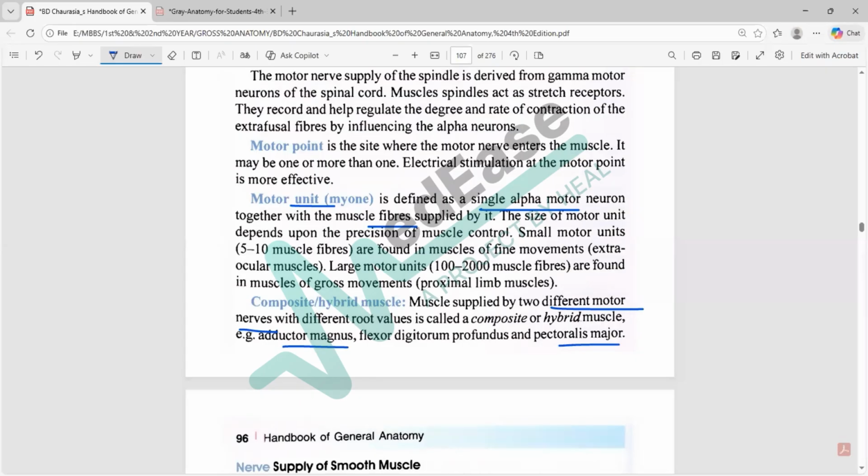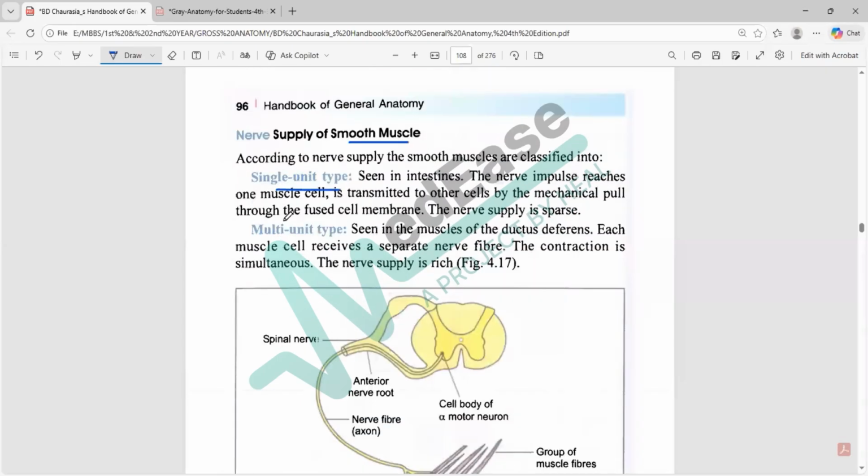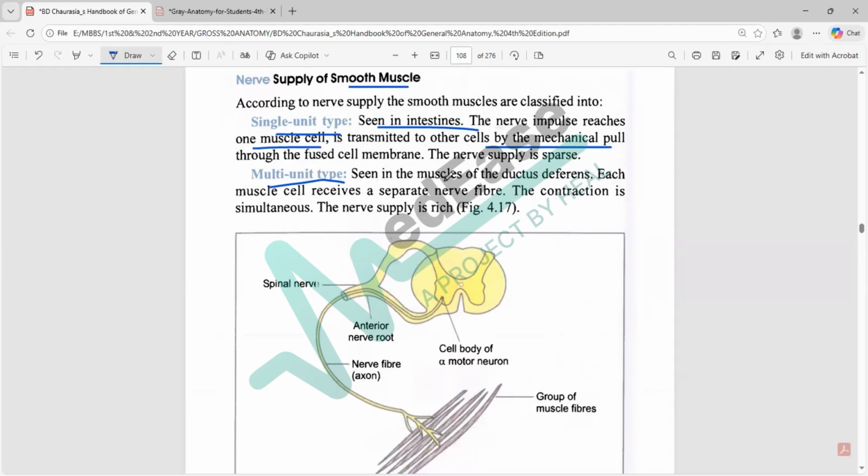Now for the smooth muscle, we need to remember we have the single unit type and the multi-unit type. Single unit type means seen in the intestine, where the nerve ending will mainly reach one muscle cell and then the impulse will be transmitted via gap junctions to the other cells mainly. Whereas multi-unit will be supplied by different endings each.